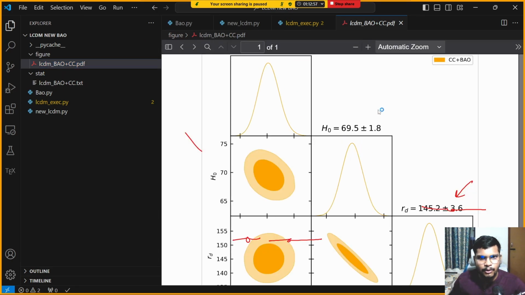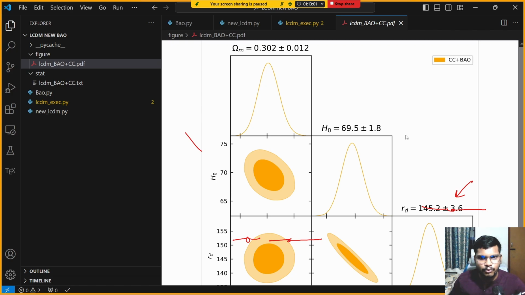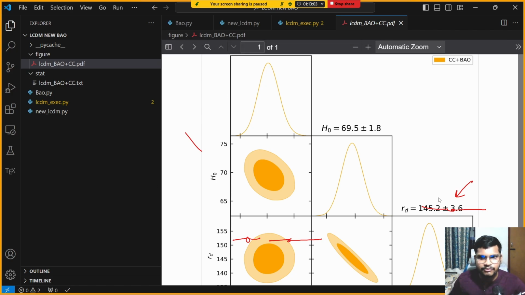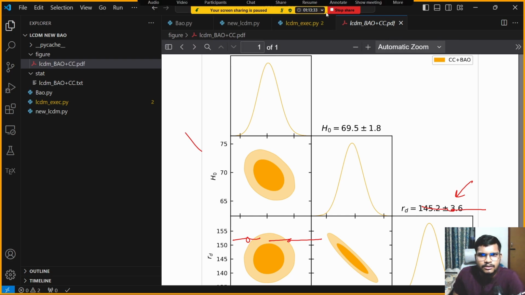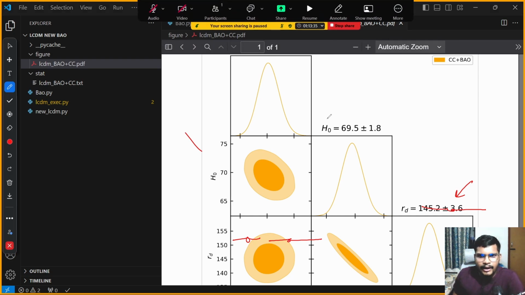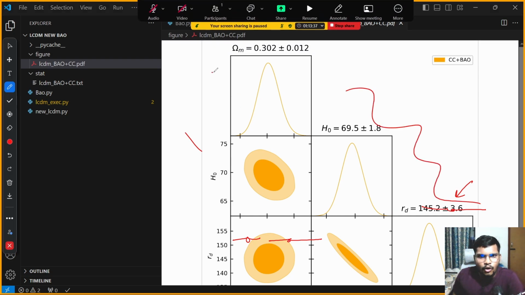Omega m is nearly about 0.30. H0 is nearly about 69.5 plus minus 1.8. And RD is 145.2 plus minus 3.6. So this is the way the result you are going to get. This is the triangular plot that you are going to get, right? And everything is good. Omega m, H0, and RD are fine.